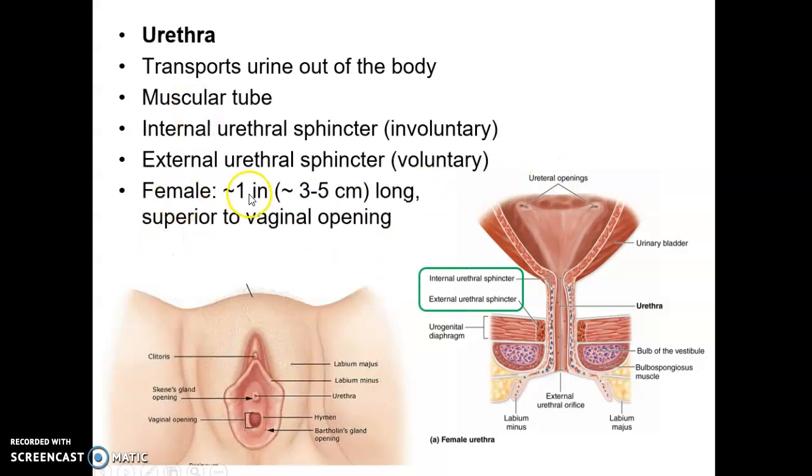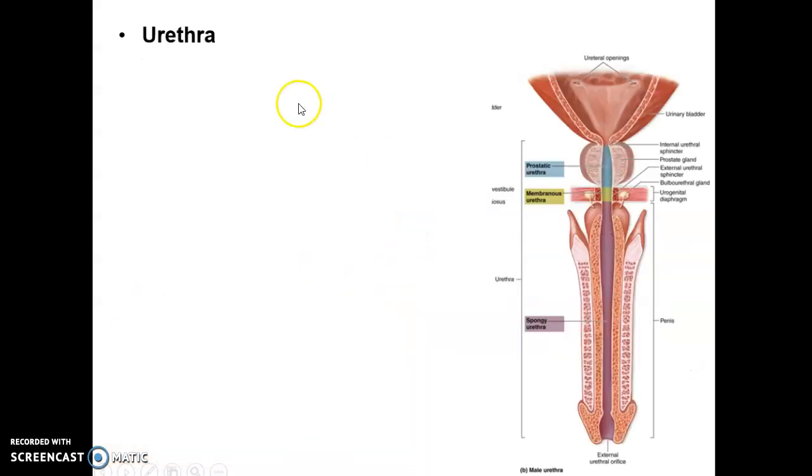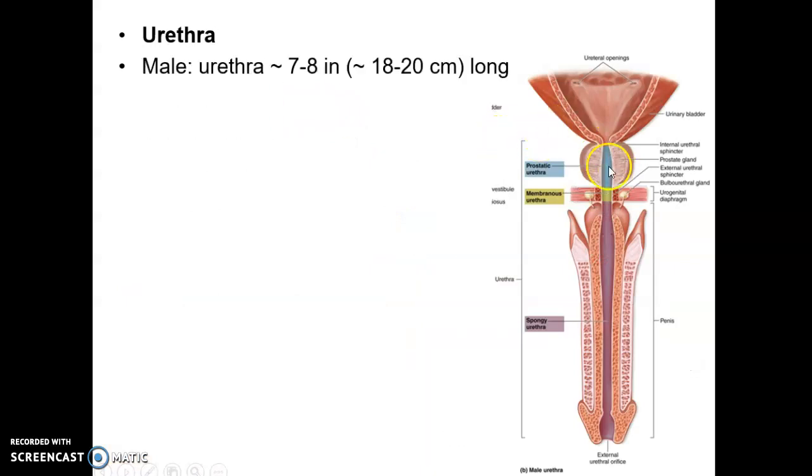In the female, the urethra is about 1 inch long, and it is superior to the vaginal opening. The urethral opening is there. There's the vaginal opening. And in the male, the urethra is considerably longer because the urethra travels through the prostate gland, but more importantly, in terms of length, through the penis. So the urethra in the male is about 7 to 8 inches long.